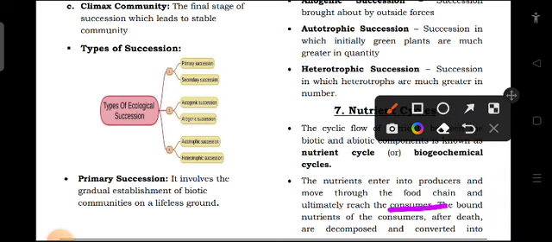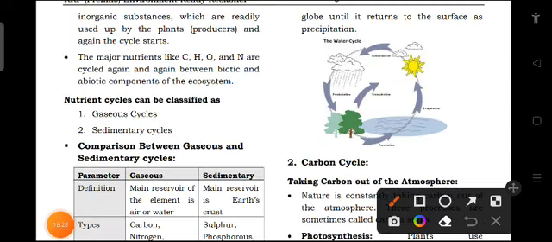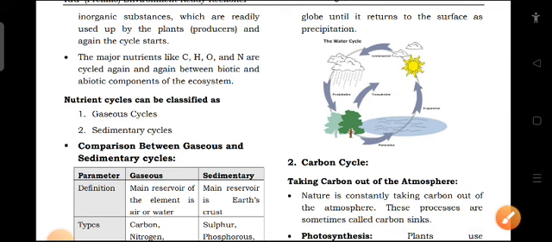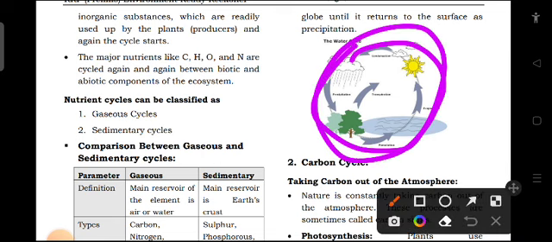The bound nutrients of the consumer after death are decomposed and converted into inorganic substances, which are readily used up by the plants, that is producers, and again the cycle starts. So it is like a particular cycle. The biotic factors and abiotic factors are involved, and this is how the cycle continues between them.